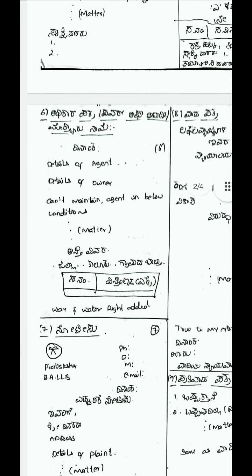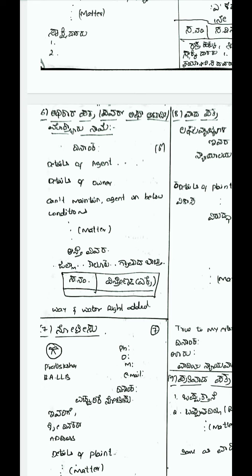The next letter is Adhikara Patra, power of attorney or Mukhtara Name. What is this letter? This letter is created by a principal while transferring his rights to an agent. If a person is hiring an agent to look after his property, then that person will create this power of attorney letter to pass the rights to his agent. At the top we have Dinanka, the date.